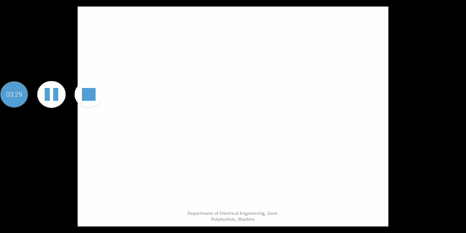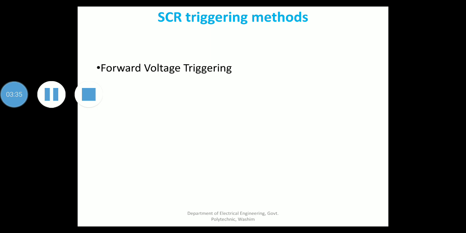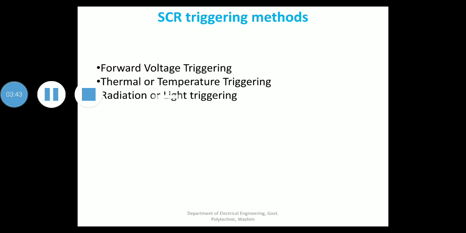Now next let us learn about the various triggering methods of the SCR. So very first method and the basic method is the forward voltage triggering. Next one is the thermal or temperature triggering. Next one is the radiation or light triggering, which is basically used only in case of LASCR, which is light activated SCRs. And the fourth one is dV by dt triggering.